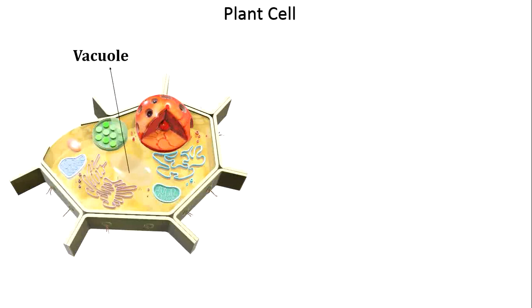Next up is the vacuole. The vacuole, as you know, stores liquid water, food and other waste. But the difference between the vacuole in the animal and plant cell, as you can see, is that it is in the middle of this plant cell and it is quite a bit bigger than in the animal cell, and that is because plants need a lot of water to store.